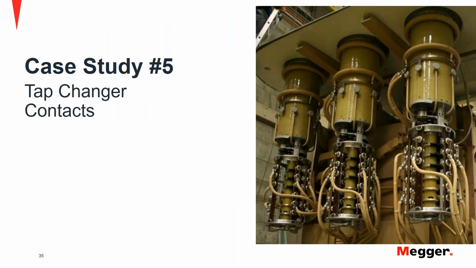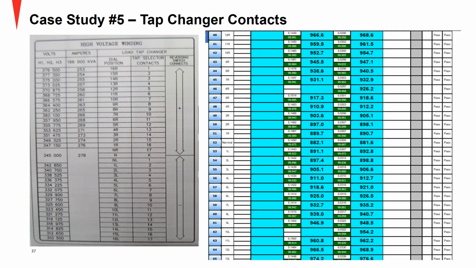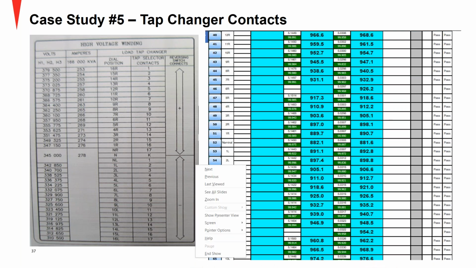Now let's move to the next case study, which is case study number 5, and that will look at some tap changer contacts. So in this situation, we had a transformer with a high voltage winding of 345 kV and a rated current of 278 amps, and a low voltage winding of 34.5 kV with a rated current of 2778 amps. It was rated at about 166 MVA. We do not have vector configuration information, but we do know that it had a high voltage tap changer with 33 taps. And this high voltage tap changer had a reversing switch. So this is the nameplate of the transformer.